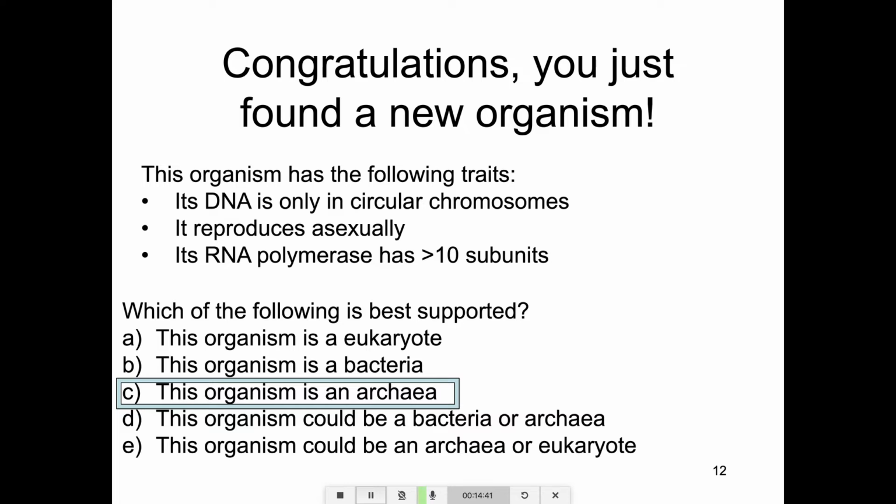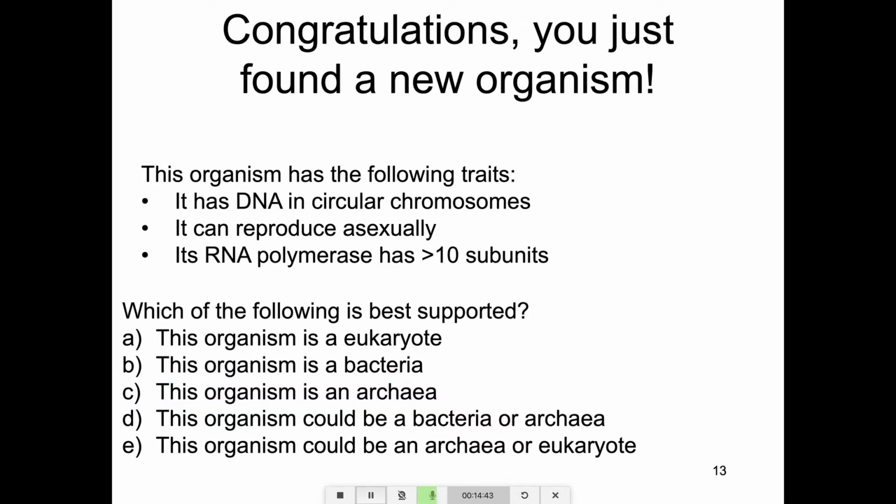Let's try this one again. What if your organism has some DNA in circular chromosomes? It can reproduce asexually, and it has an RNA polymerase greater than 10 subunits.